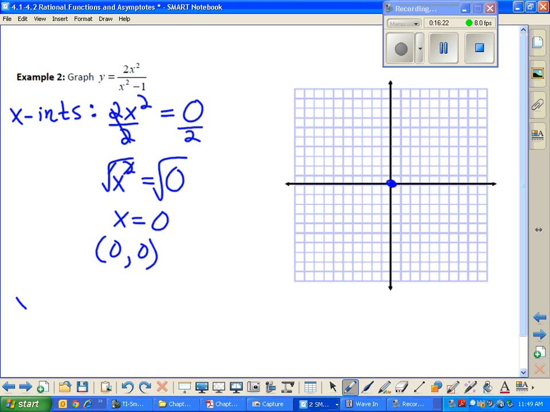To find the y-intercept, remember we let x equal 0. So I'm going to take my function, wherever I see an x, I'm going to put in a 0.